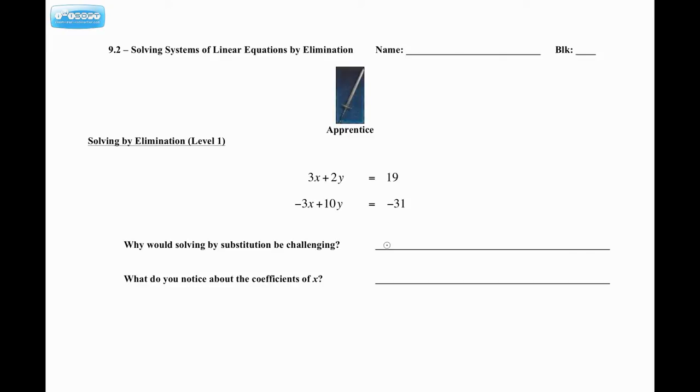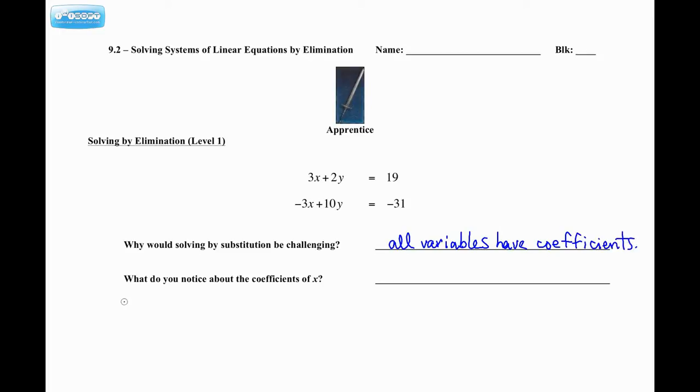So just to quickly answer, because all variables have coefficients. And if you're working with substitution, it's nice when the coefficient is 1 or negative 1, because it's easy to isolate. So all variables have coefficients.